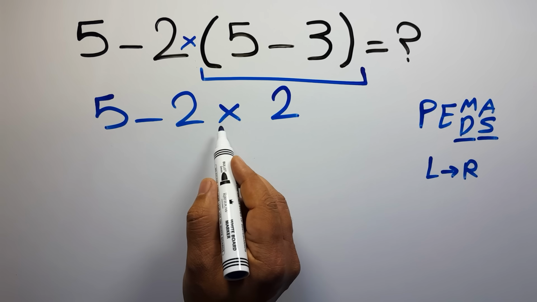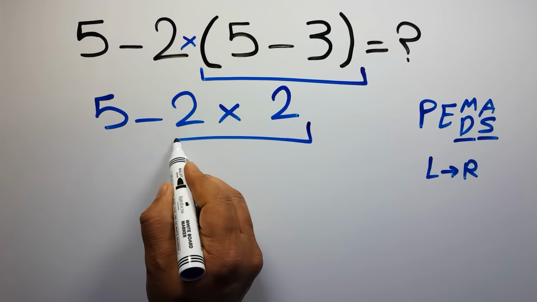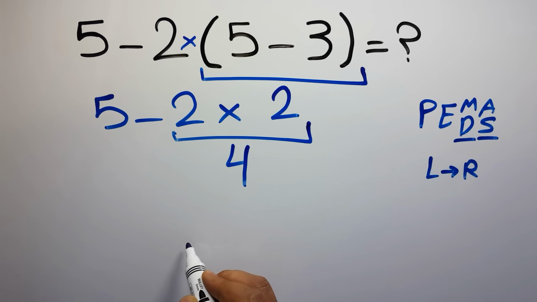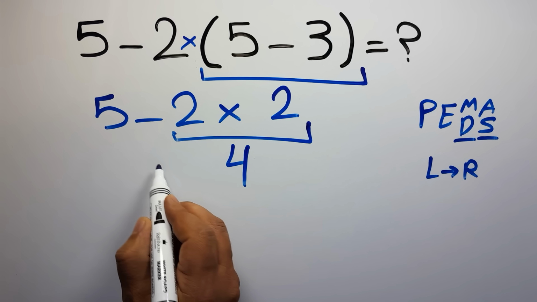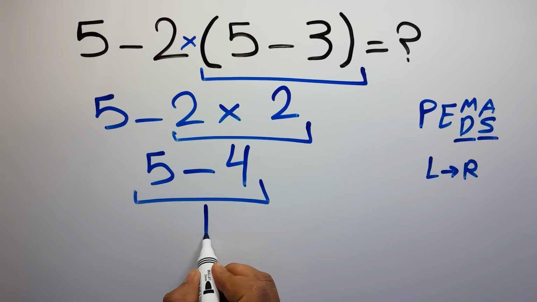So here first we have to do this multiplication. 2 times 2 is just 4. So we have 5 minus 4, which gives us 1. And this is our final answer to this problem.